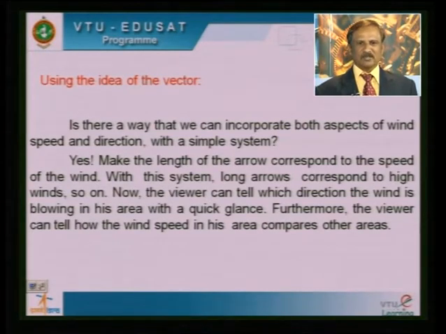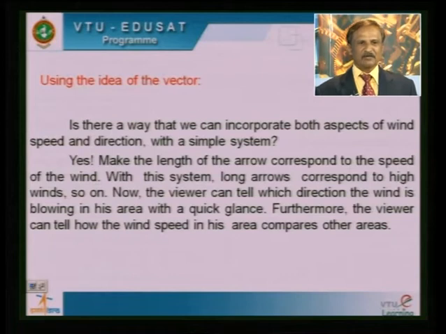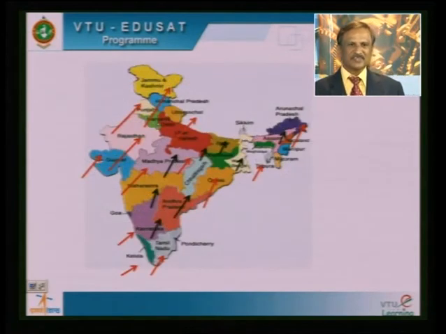Long arrows correspond to high winds, and so on. If there is a high wind, then you can show a long arrow. If there is a low wind, then you can show a short arrow. Now the viewer can tell which direction the wind is blowing in his area with a quick glance. Furthermore, the viewer can tell how the wind speed in his area compares with the other areas.